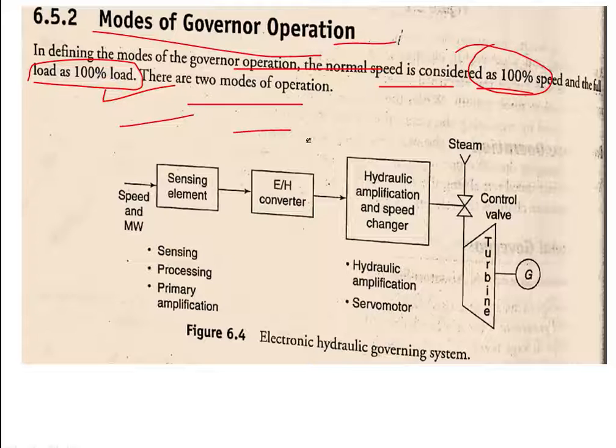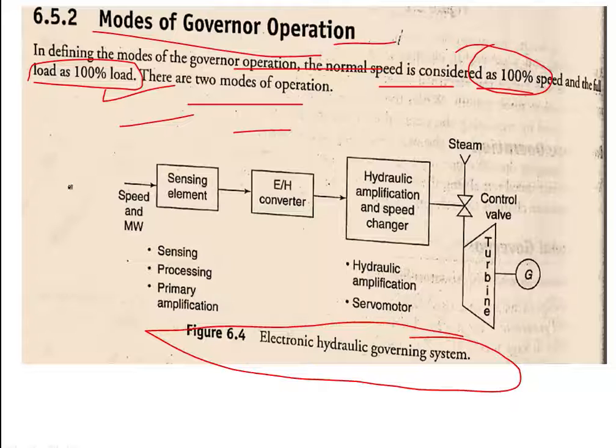There are different modes of operation. In the first mode of operation, that is the hydraulic governing system, there are four different blocks used for the governor mechanism. Sensing elements sense the speed, and after sensing, the speed is converted into a signal. The E/H converter circuit is used to convert the signal, and then the hydraulic amplifier and speed changer.